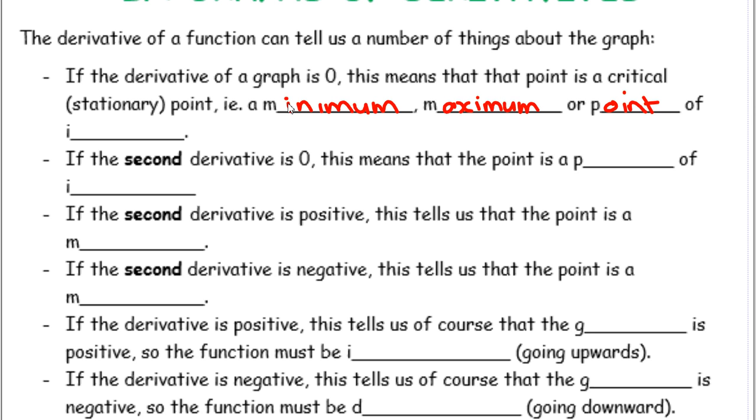Our book spells it like this, X-I-O-N, inflection, so I'll just keep doing it that way. So that's if the first derivative, by that I meant the first derivative of the graph, is 0, it means that it's a critical point, i.e. a minimum, max, or point of inflection. If the second derivative is 0, this means that it is a point of inflection.